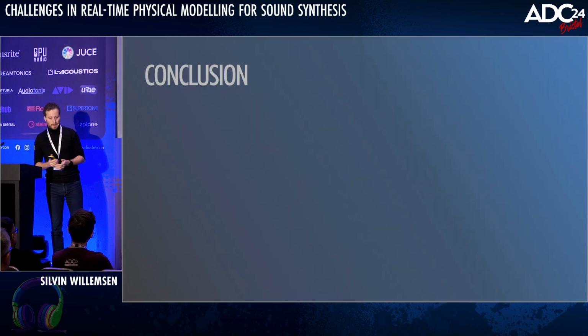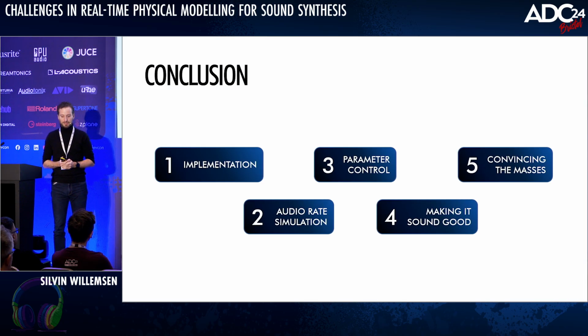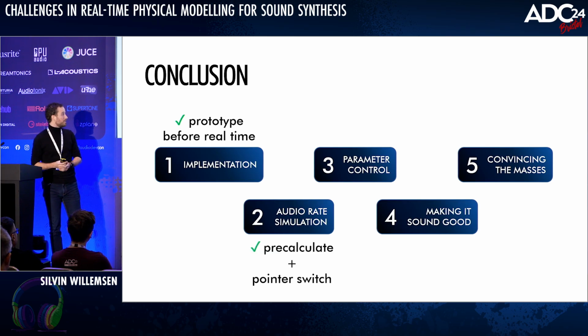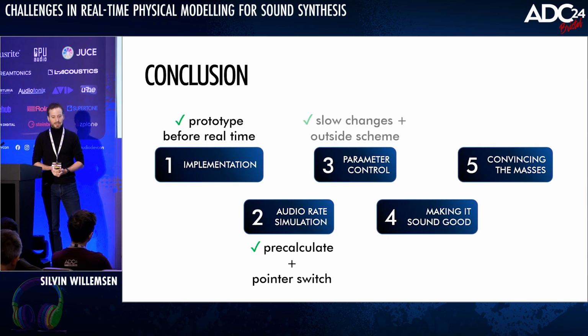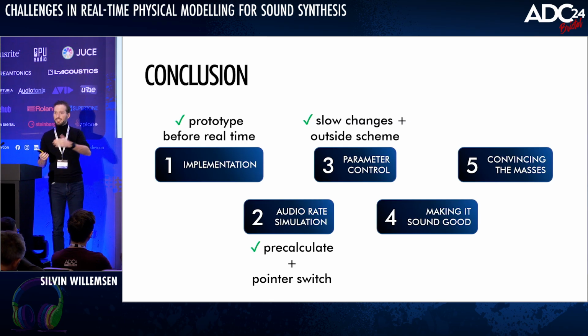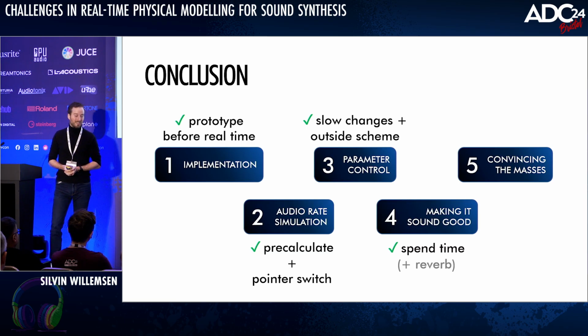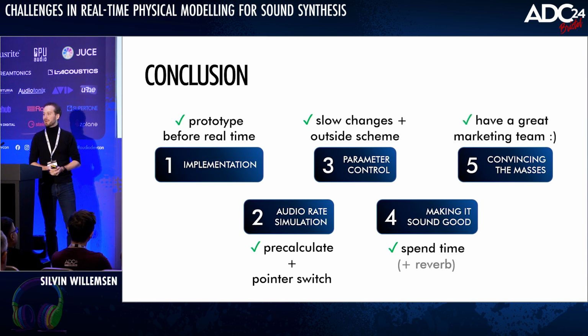So yeah, to conclude, I showed you some challenges today on real-time physical modeling, and I'll just go over the main takeaways. For implementation, first prototype before going real-time. Pre-calculate the coefficients and use the pointer switch to relieve some of the CPU in the guts of the calculation. Use slow parameter changes, and do these outside of your scheme calculation to make sure that things don't blow up anyway. Spend time on making it sound good, and of course add a little bit of reverb. That always helps. And yeah, I think all I can say for point 5 is to have a great marketing team. I think Baby Audio really did a good job at marketing this product, so I'm really happy with their efforts.